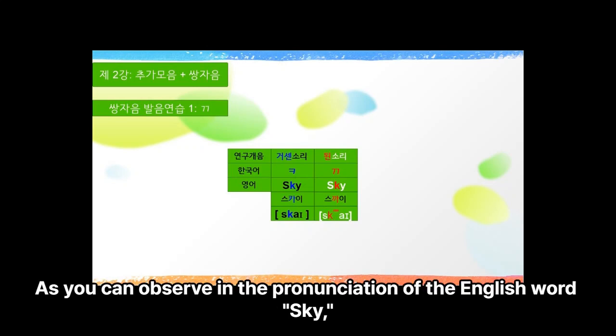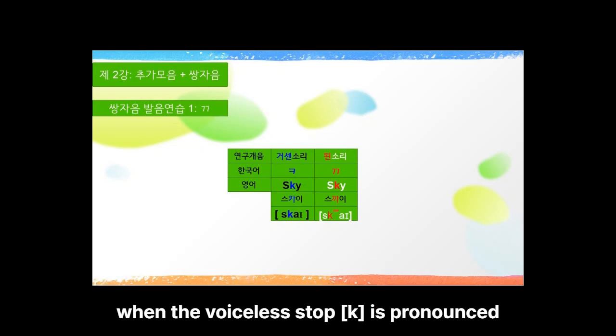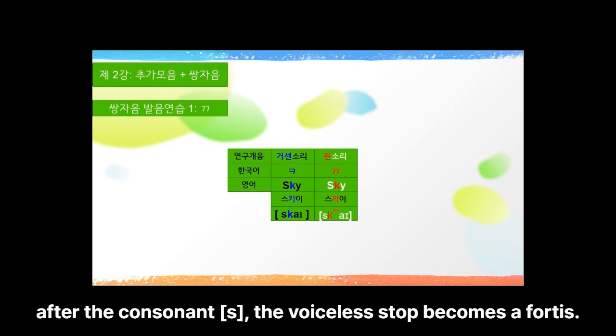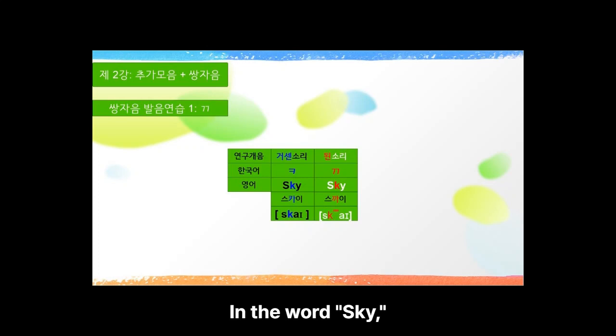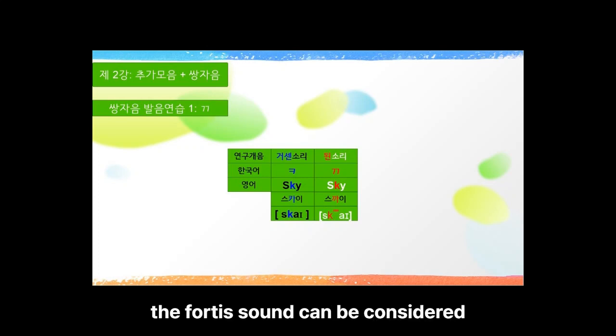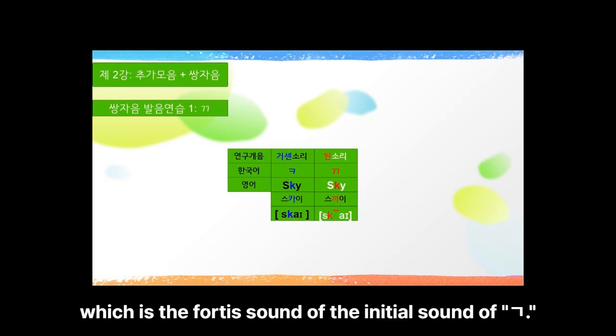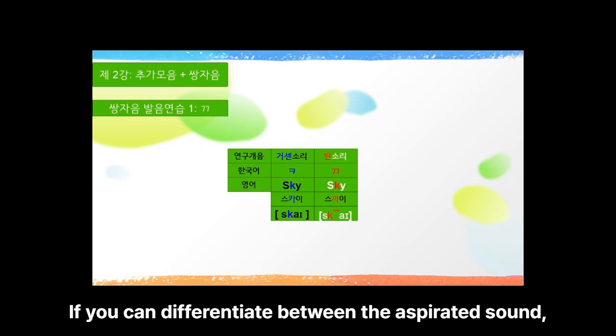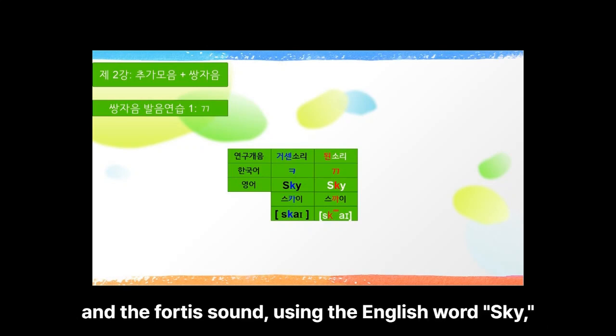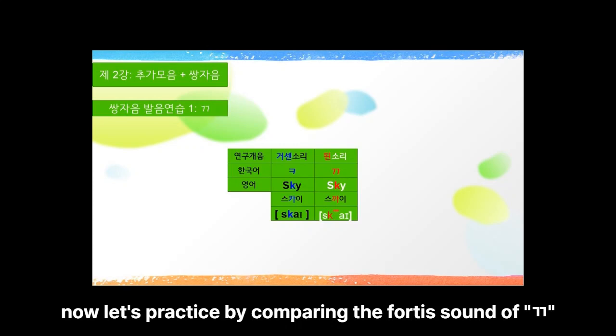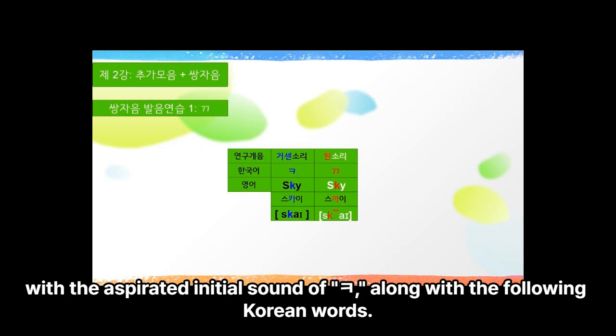As you can observe in the pronunciation of the English word, sky, when the voiceless stop, k, is pronounced after the consonant, s, the voiceless stop becomes a fortis. In the word sky, the fortis sound can be considered similar to the fortis sound of the double consonant, songyok, which is the fortis sound of the initial sound of gyok. If you can differentiate between the aspirated sound and the fortis sound using the English word sky, now let's practice by comparing the fortis sound of songyok with the aspirated initial sound of kiuk along with the following Korean words.